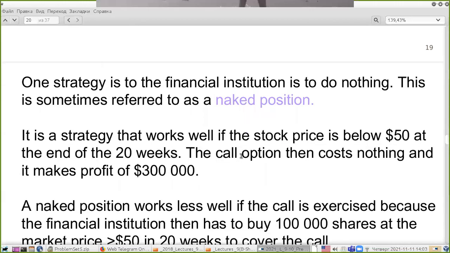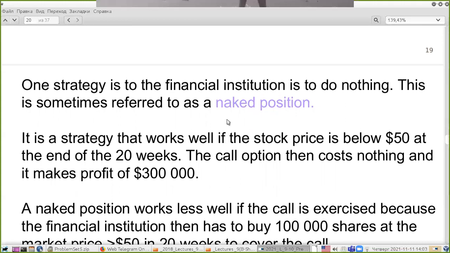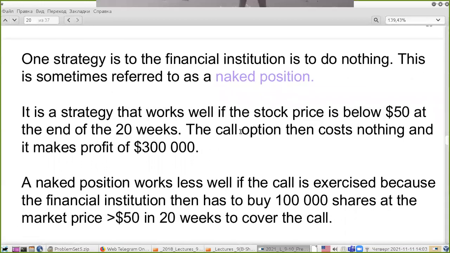What does it mean? This strategy of doing nothing is sometimes referred to as a naked position, and this strategy works well if the stock price at the time of maturity will be below 50. So at the end of the 20 weeks, at the time of maturity, the call option then costs nothing, and it makes a profit of 300,000. And the question to you: why does this call option then cost nothing?